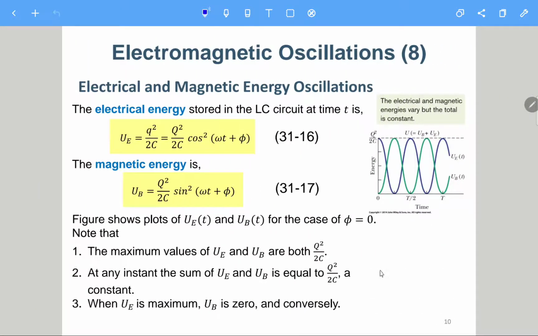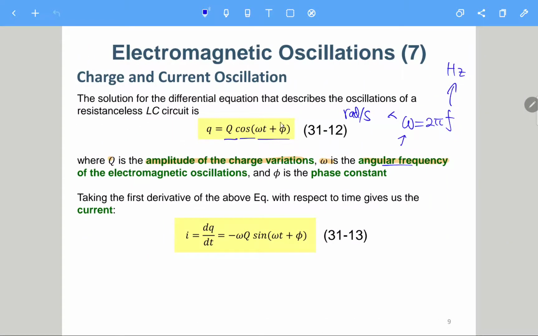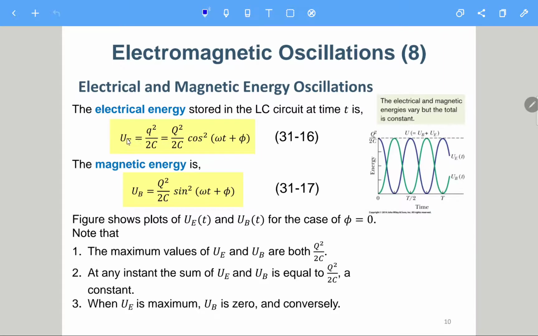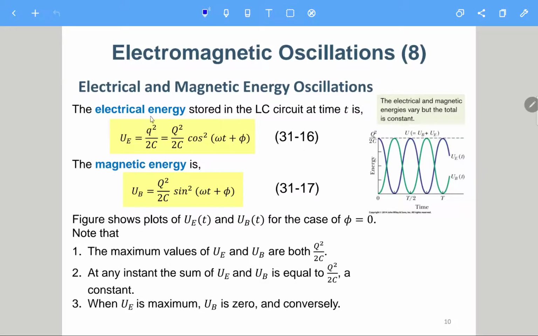Okay, so next we try to calculate the electrical energy and the magnetic energy. As much as we know the expression of Q, then UE is nothing but Q squared over 2C, so it is capital Q squared over 2C times cosine square of omega t plus phi. It's just to square this one and plug in here. So nothing special for UE.